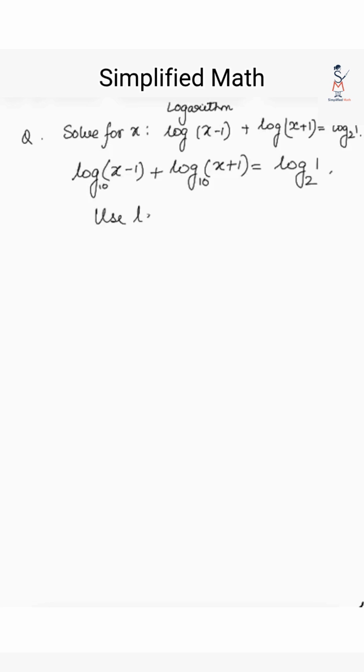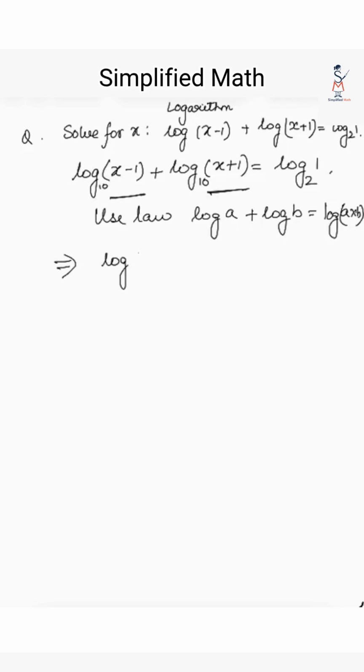We'll use the law over here, that is log a + log b = log(a × b). This will turn out to be log a, and this is log b. So log(x − 1)(x + 1) is equal to log 1 to the base 2. Now this is log of (x − 1) and (x + 1).